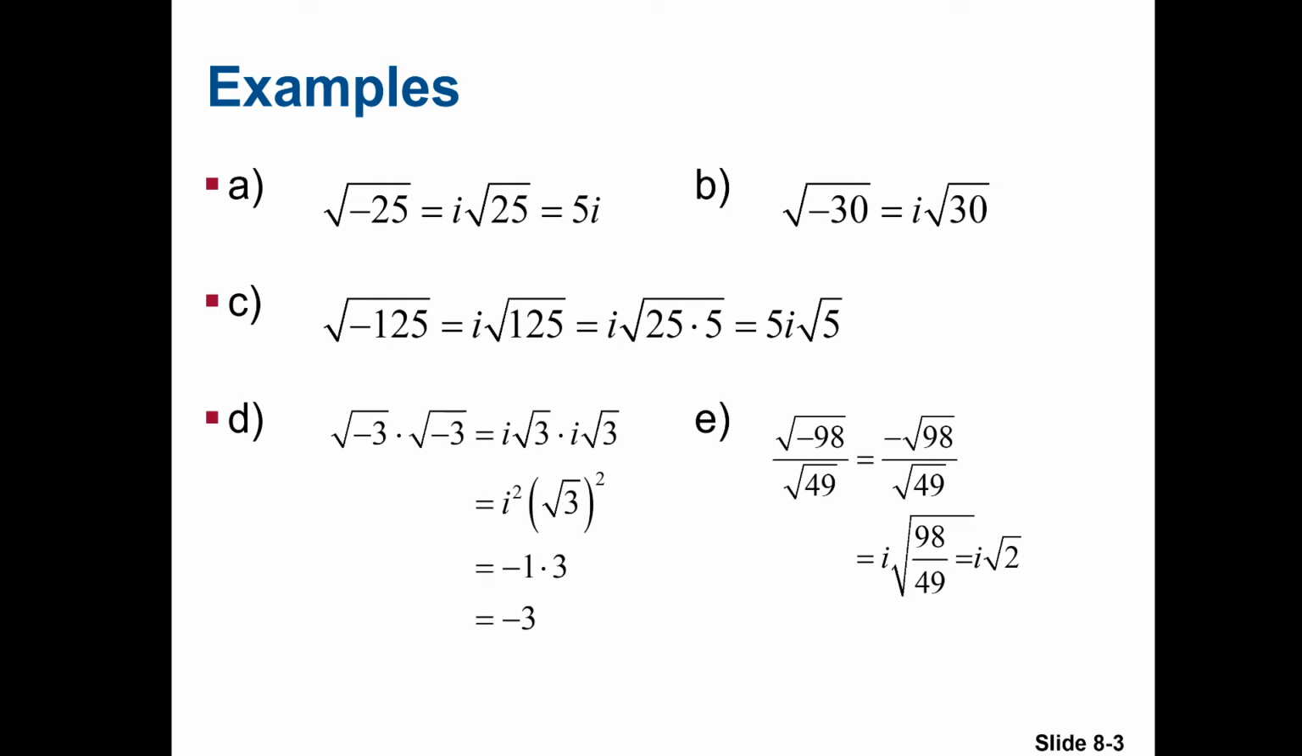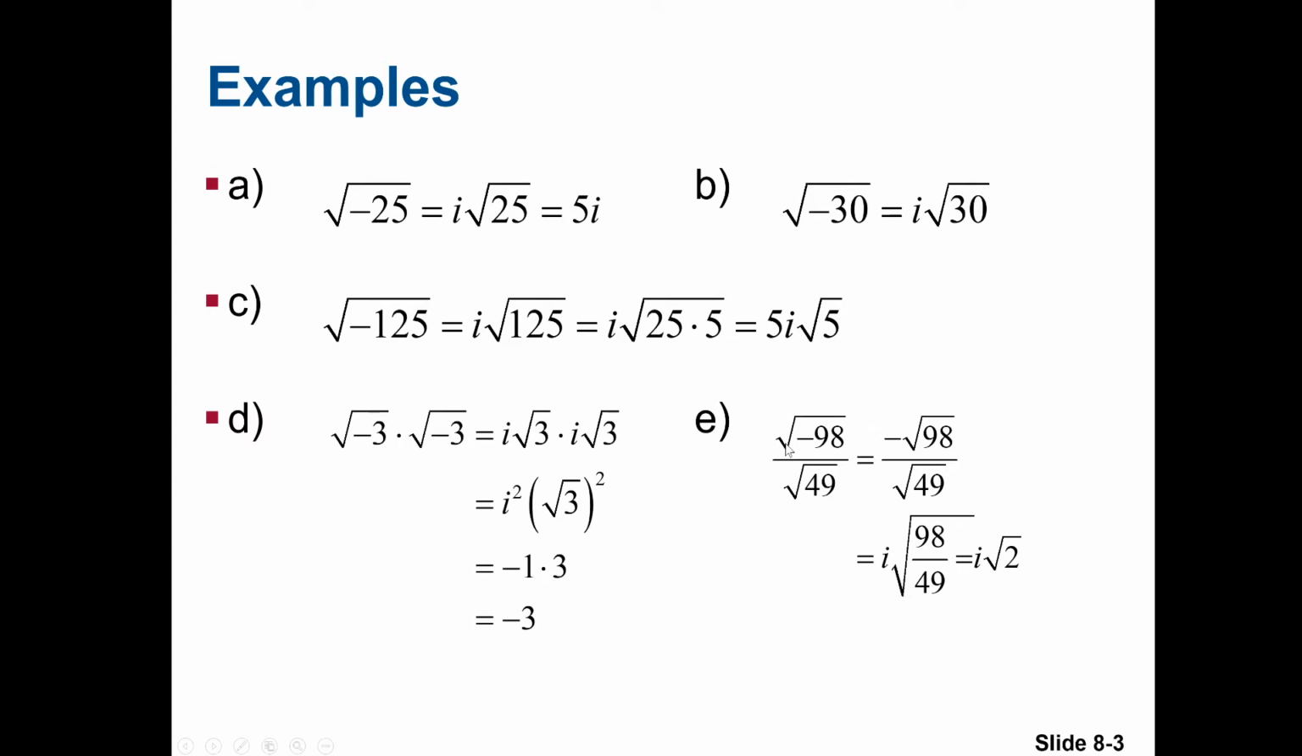So simplifying. Also, anytime that you multiply complex numbers, make sure that you convert to the i form first before you multiply. Something like d right here: i root 3 times i root 3, then that'll be i squared times root 3 quantity squared. So it's -1 times 3, -3.